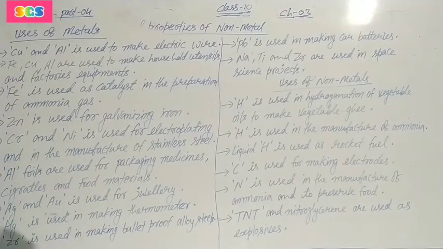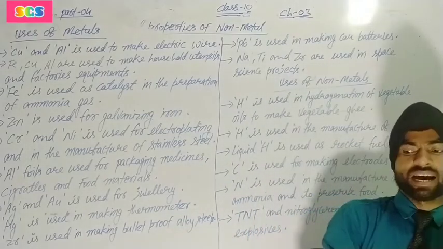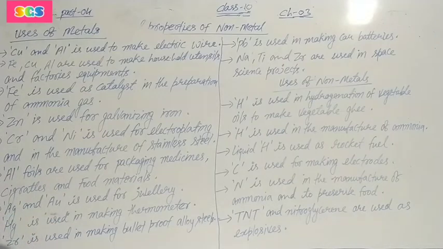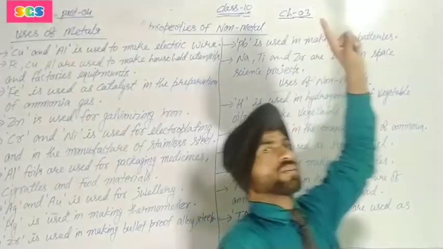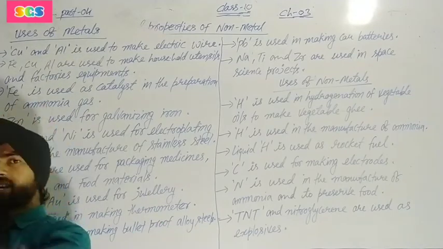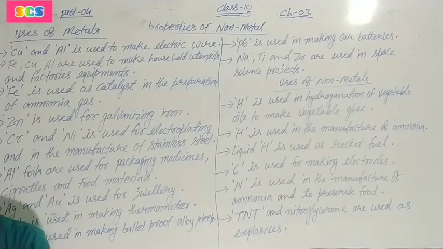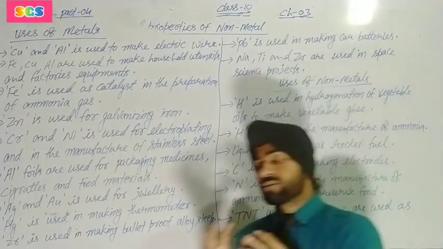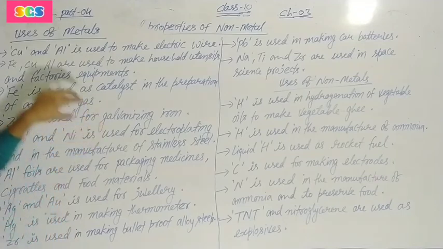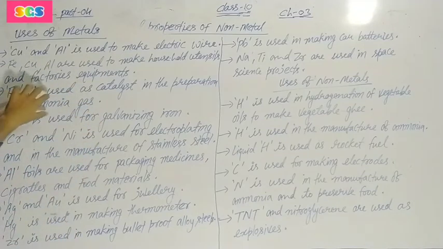Okay, iron is a metal which is used as catalyst in the preparation of ammonia gas. In the preparation of ammonia, iron is used as catalyst by Haber's process. Haber process is a process of conversion of atmospheric nitrogen into ammonia, a nitrogenous compound, by utilizing hydrogen, especially gained from methane, combining atmospheric nitrogen with hydrogen to form ammonia. It is called Haber process, and in that process, iron is used as catalyst.